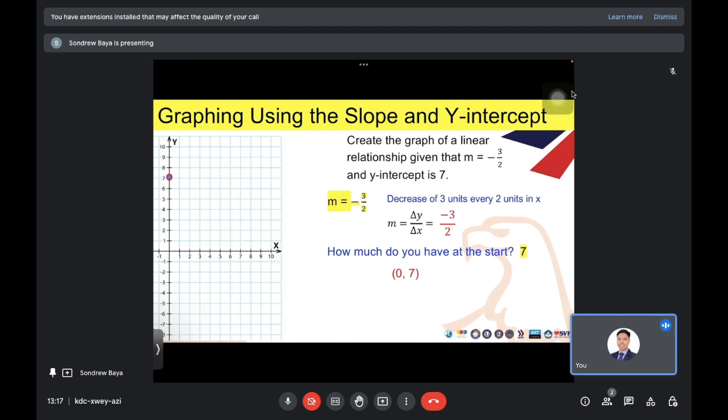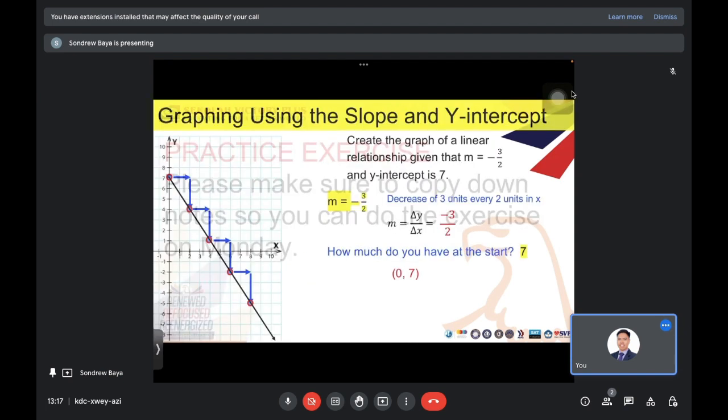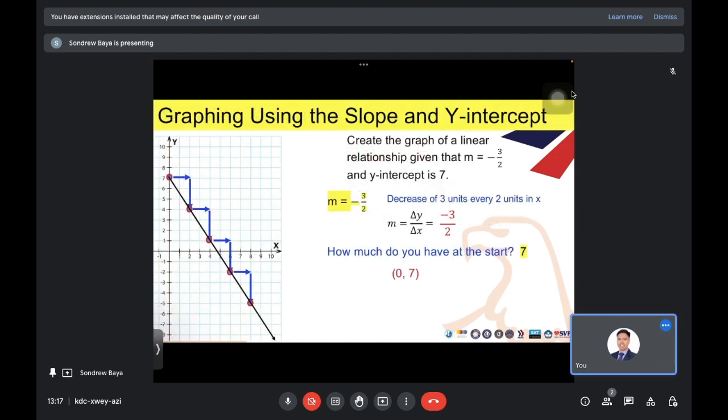All right. Now, to find the next point, we just have to interpret the slope. Every 2 units in the x, y decreases by 3 units. That's the next point. Again, every 2 units increase in the x, going to the right, y decreases by 3 units. And if you're confident with this already, you can now find the other points and connect them to produce the graph. And this is how you graph linear relationships using slope and y-intercept.